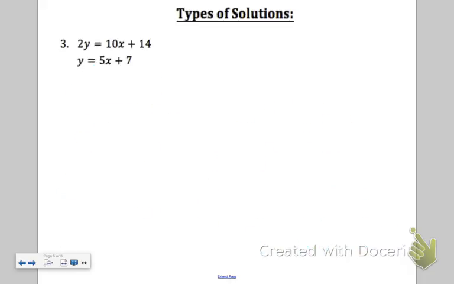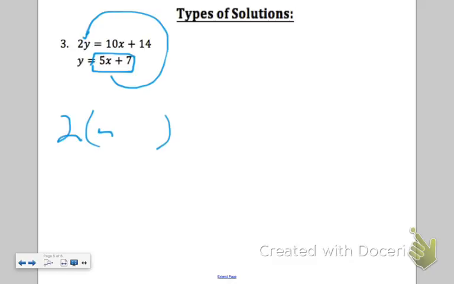And the last example that we'll look at for today is a system of equations that has infinite solutions. For infinite solutions, we're looking for the same slope and the same y-intercept. So if we were to graph these two equations, we would get the same exact line. Using substitution, since the second equation is set equal to y, I'm substituting it for y into my first equation. So I have 2 times 5x plus 7 is equal to 10x plus 14.